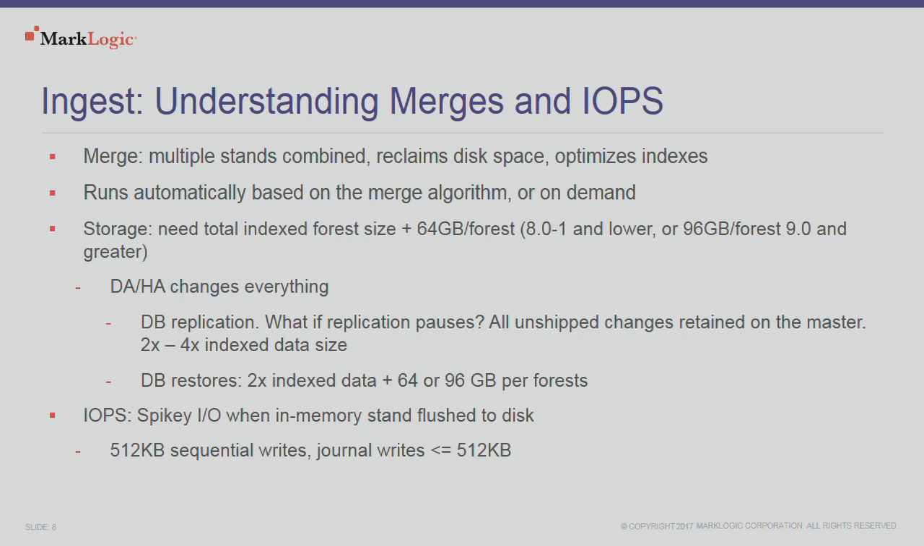Finally, in general, what to expect in terms of IOPS when all of this stuff is going on, you're going to have this big spiky write when we write out that in-memory stand to disk. We do sequential writes. You're also going to have the journal writes. And these are always greater than or equal to 512K.